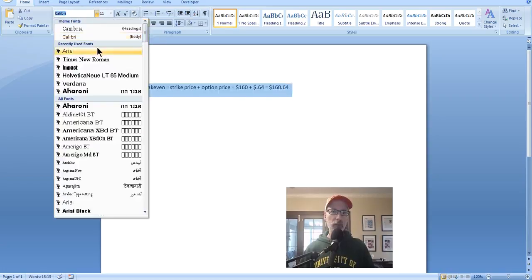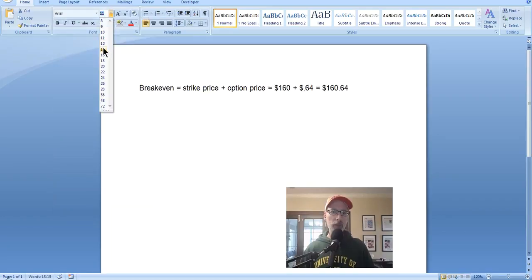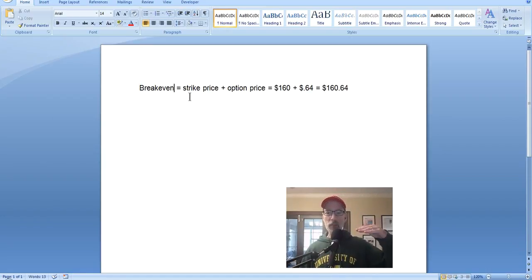I'm going to make this a little bit bigger so we can all see it. Figuring out your break-even is super, super important. That means that Apple has to go from its current price of $121 all the way up to $160.64 in order for you just to break even on the trade. You paid 64 cents per contract, so Apple has to go at least to $160.64 to break even.